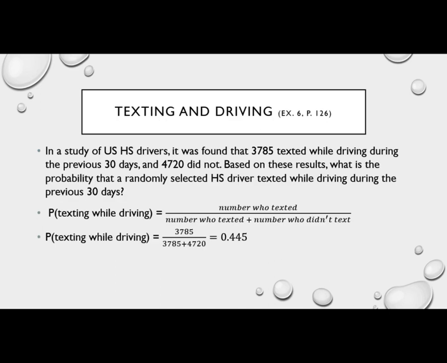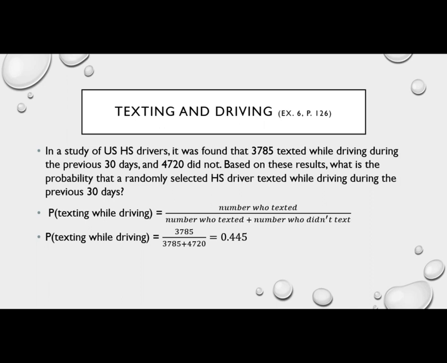All right, texting and driving. This is example 6 on page 126. In the study of United States high school drivers, it was found that 3,785 texted while driving during the previous 30 days and 4,720 did not. Based on these results, what is the probability that a randomly selected high school driver texted while driving during the previous 30 days? Okay. First we have to look at what we have, right? We're looking for the number who texted. So that's 3,785.